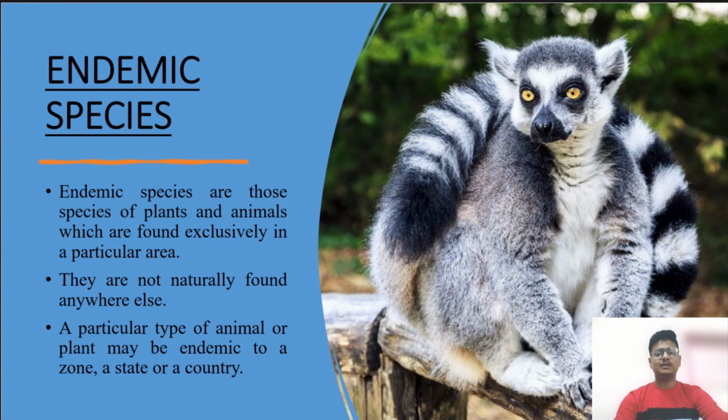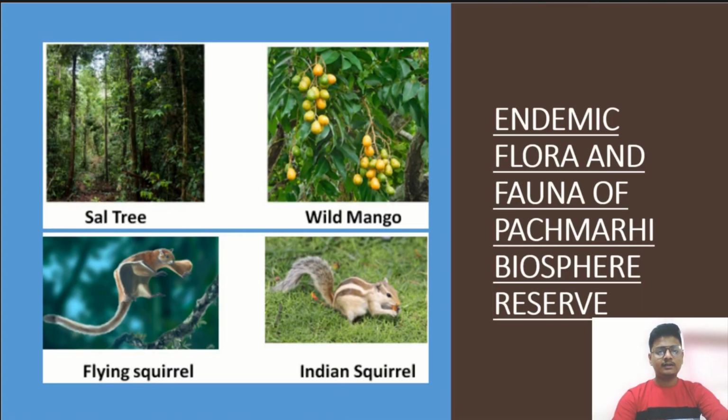What is endemic species? Endemic species are those species of plants and animals which are found exclusively in a particular area. Okay, they are not naturally found anywhere else. A particular type of animal or plant may be endemic to a zone, state or a country. Okay students, everyone got this? So now these are a few endemic flora and fauna of Pachmarhi Biosphere Reserve. I have told you this.